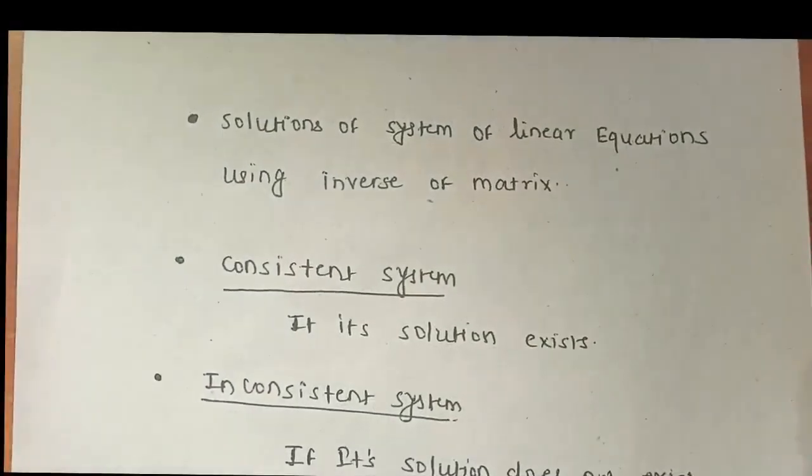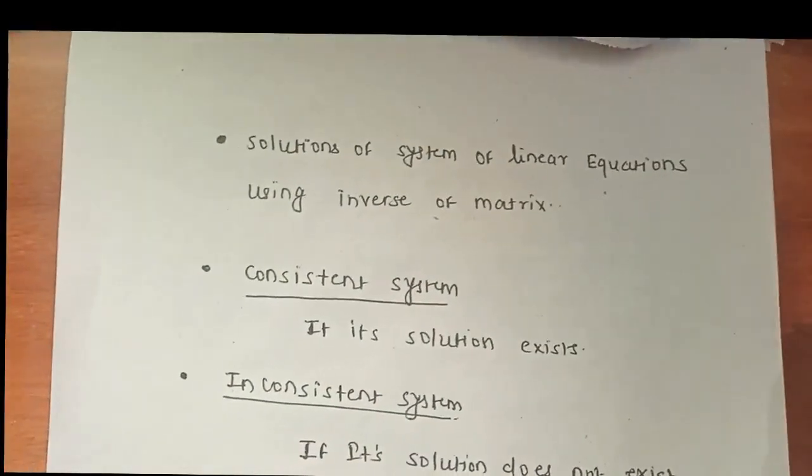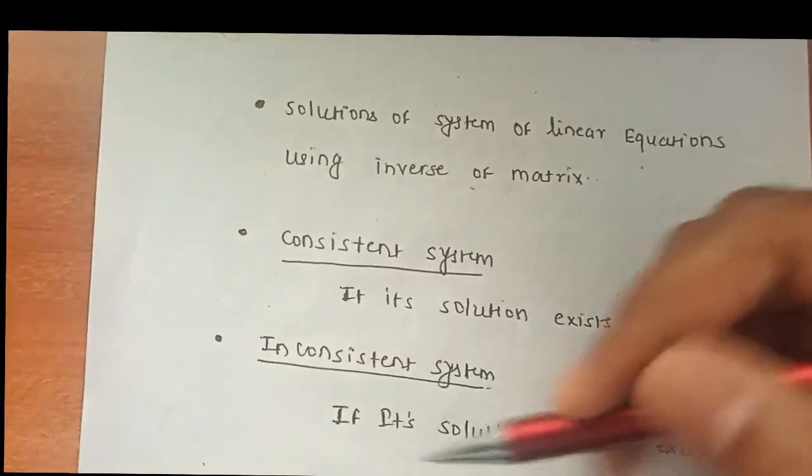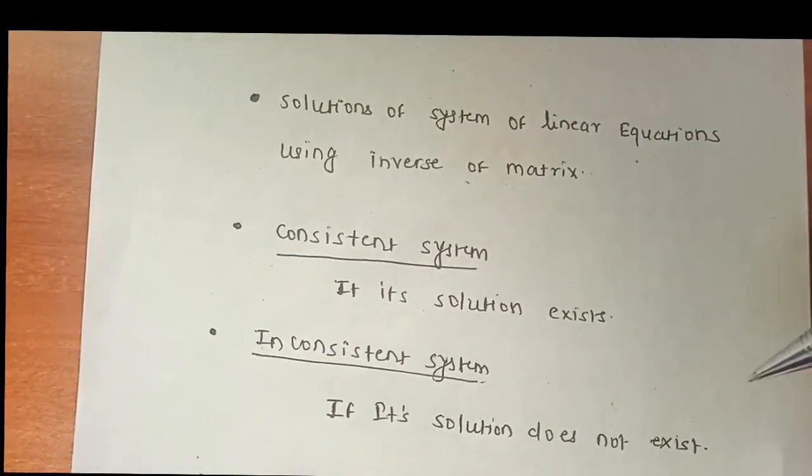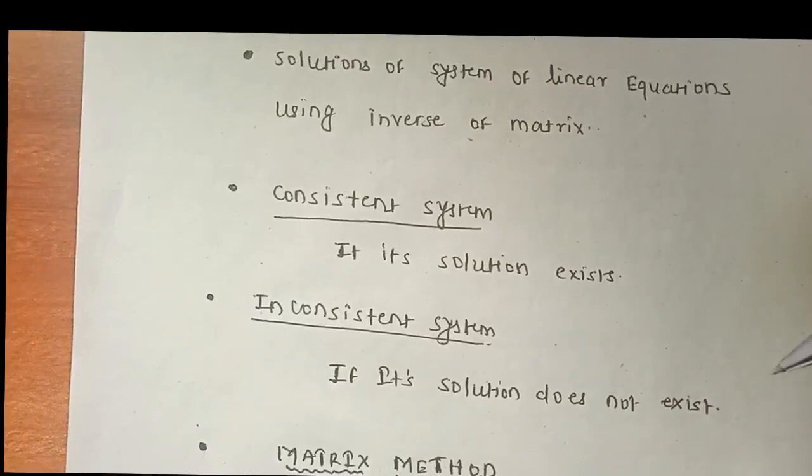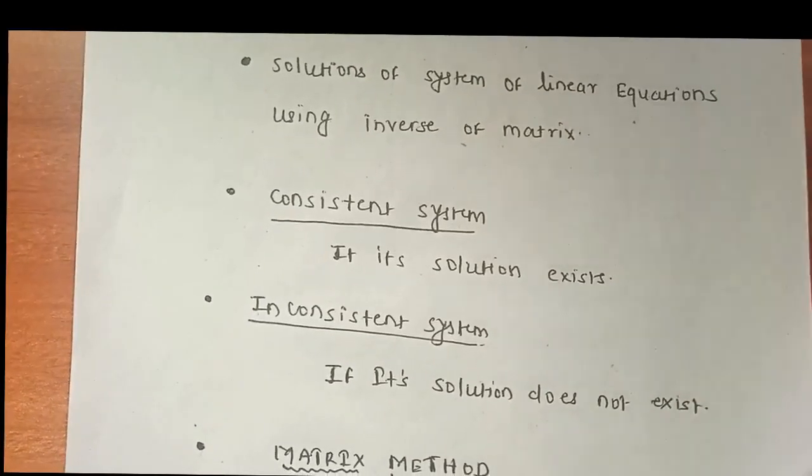This is the last topic of the 2 chapters we have discussed. This is called the matrix method. This is the method we are using to find the solution of simultaneous linear equations.